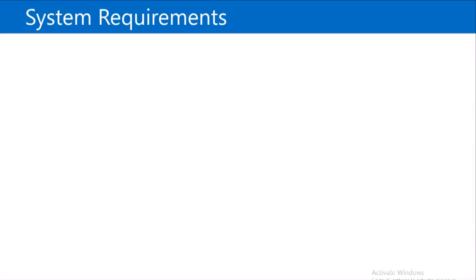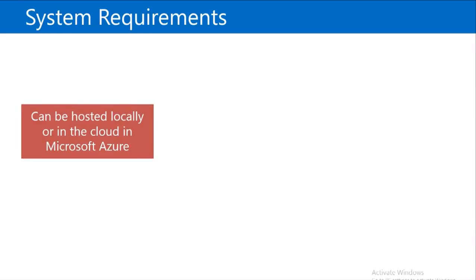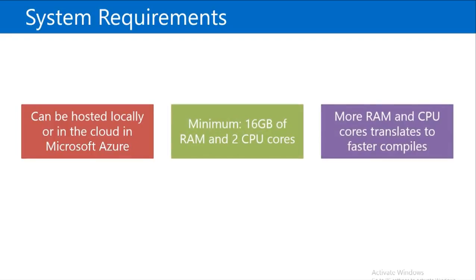First, let's take a quick look at some of the system requirements for using Visual Studio to develop with AX. The first thing to note is it can be hosted locally or in the cloud using Microsoft Azure. Secondly, a minimum of 16 gigabytes of RAM is recommended along with 2 CPU cores for a smooth development environment. However, the more RAM and CPU cores you have will translate into faster compile times.